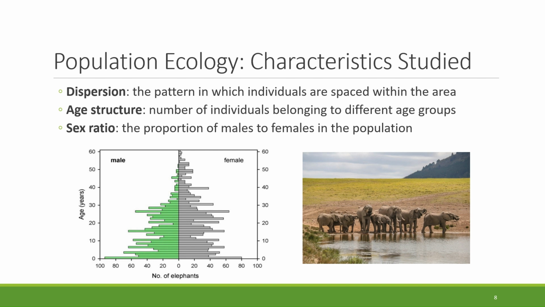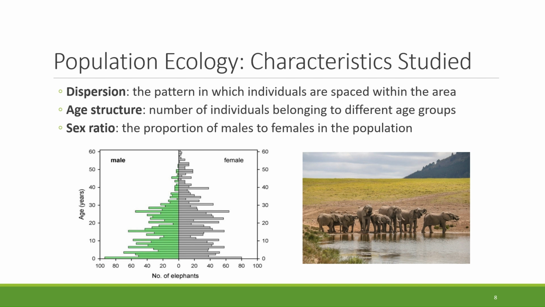So if the diagram is pyramid shaped, as is roughly the case for this one, then there are more younger organisms than older organisms in the population. If you see an inverse pyramid, then it would be the opposite. There's more older ones than younger ones. And this can be indicative of how much reproduction is taking place and whether the population is growing or shrinking.